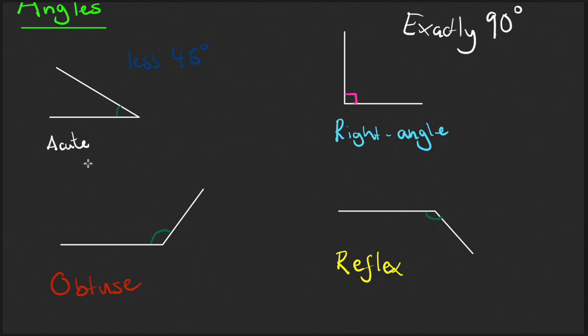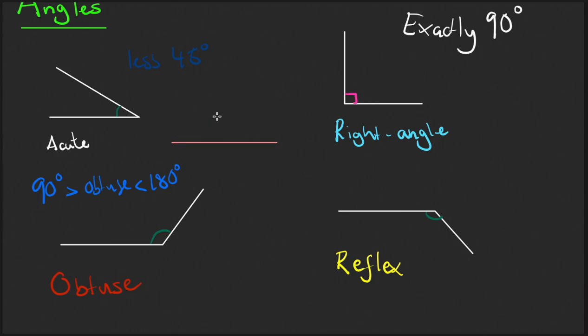Finally, obtuse. An obtuse angle is kind of in between. You can find an obtuse angle if it's above 90 degrees but less than 180 degrees. 180 degrees would look like a straight line.